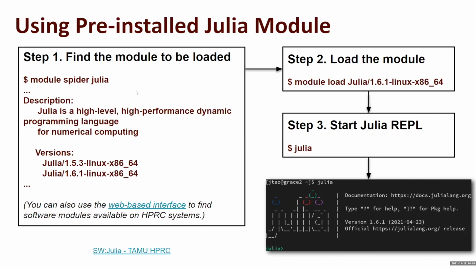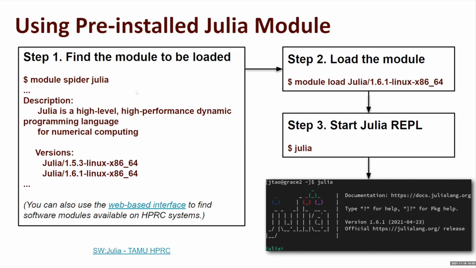Step 2 will load the module. After you get this module loaded, this Julia will be available for you, and all the libraries will point to the right place. All the included files will be pointed to the right place, and everything will be ready for you. And then you just need to start Julia. That's all. It's not complicated, right?